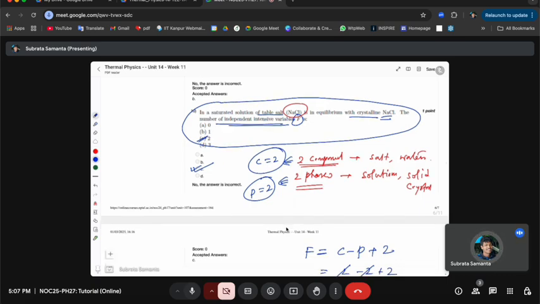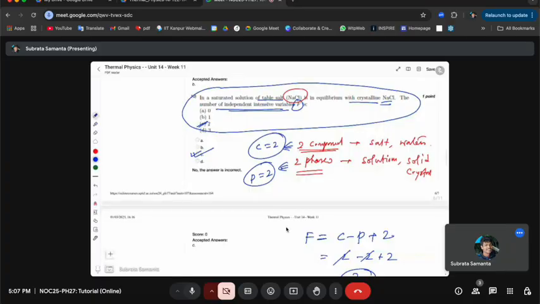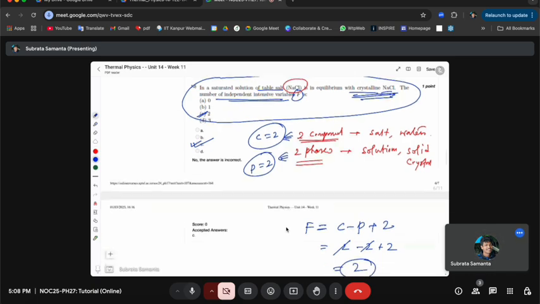So this isn't the last problem, sir. So in the saturated solution of table salt, this is just the solution of table salt, that is one phase, okay, and the crystalline of NaCl, the other one, okay. So there are two phases, and the two components are basically salt and water, right? A saturated solution of table salt means there is some water and salt, okay. So these are two components, right? So it's clear, right?